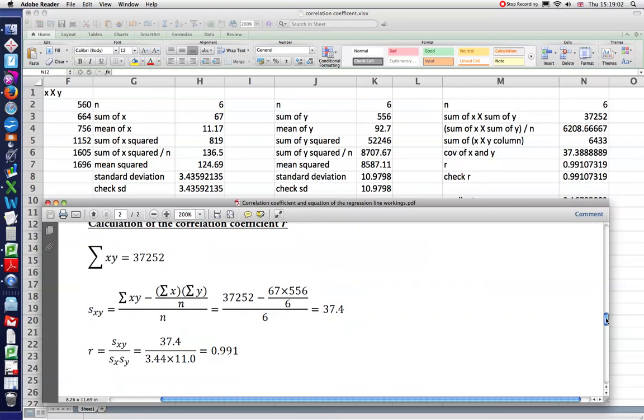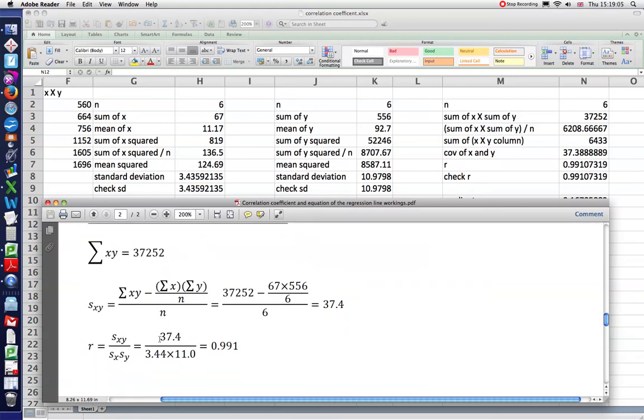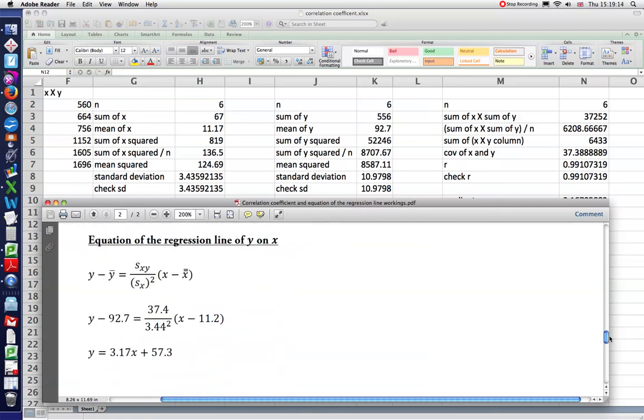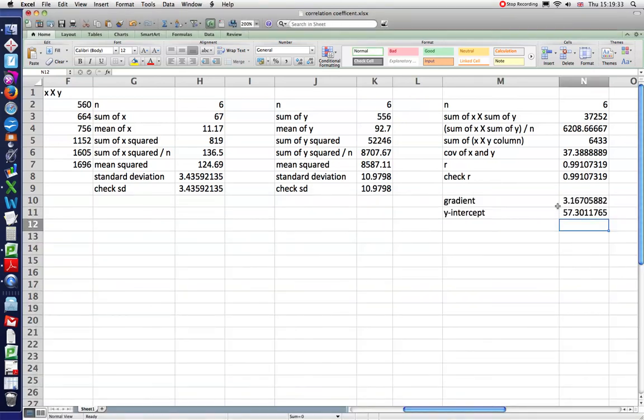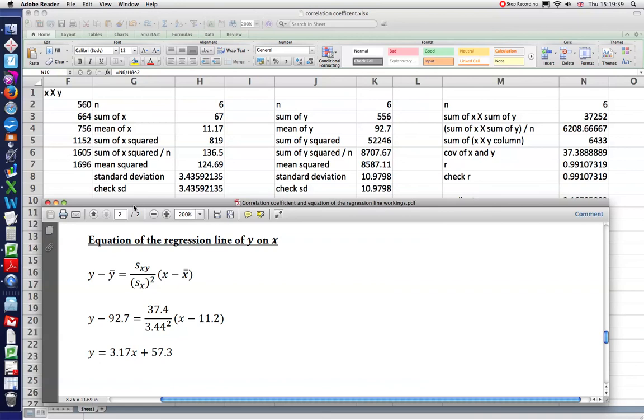And then I've got my calculation for r, which again is the covariance, 37.4, divided by the product of these two square roots. And then lastly, to show you what I've done for the equation of the regression line, here's my mean, my gradient here, covariance over the standard deviation squared, and here are my two means, y bar and x bar, and you can see they were my values there for my gradient and y-intercept, and they're up there as well.